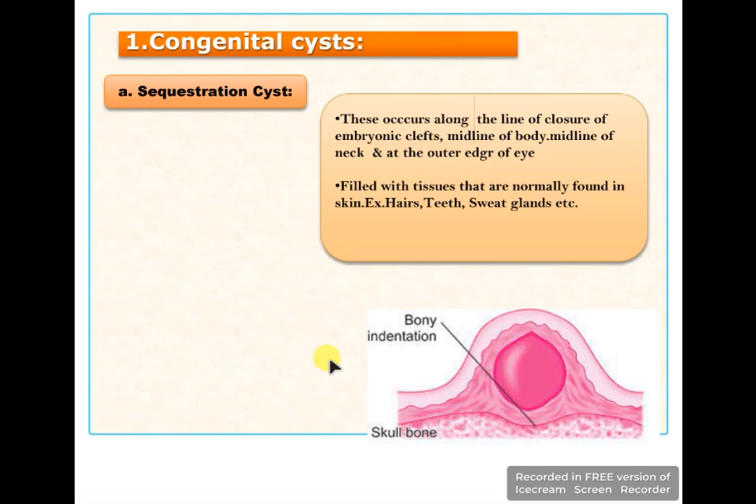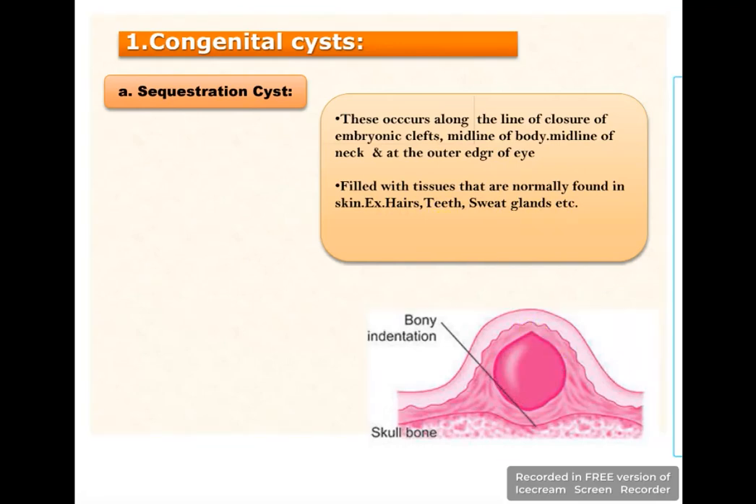The first type is sequestration dermoid cyst. These are the sequestration dermoid cysts which occur along the lines of closure of embryonic clefts, the midline of the body, the midline of the neck, and at the outer edge of the eye. These are cysts filled with tissues that are normally found in skin, for example, hairs, teeth, sweat glands, etc. That's why they are known as sequestration dermoid cysts.